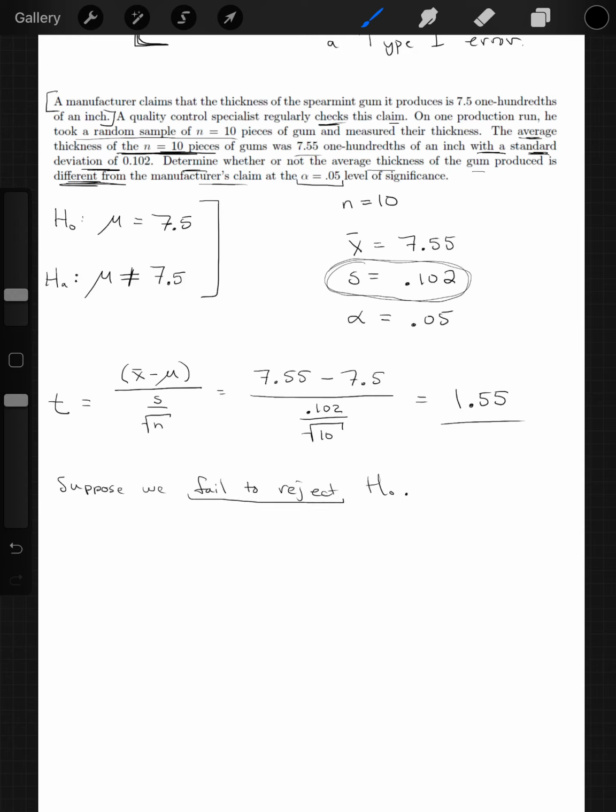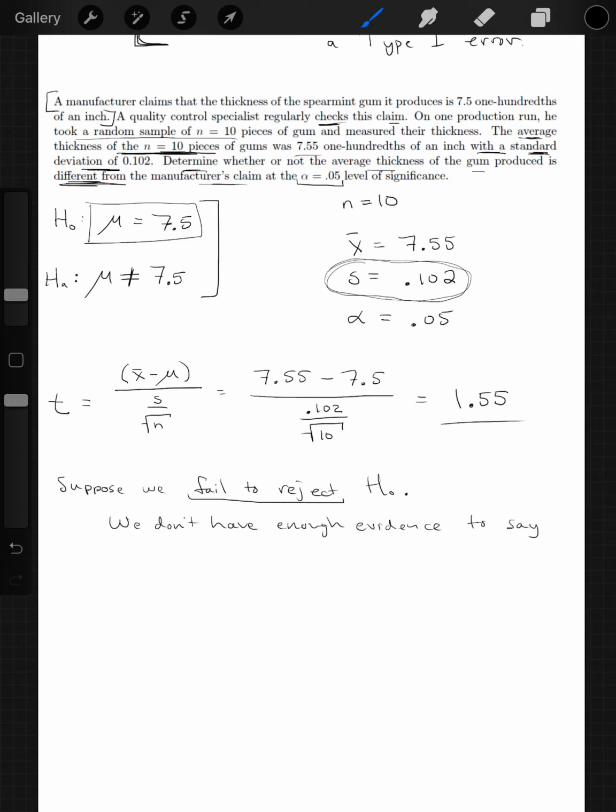Failing to reject always means that we don't have enough evidence to say that the alternative hypothesis is true, right? So in this case, or we don't have enough evidence to say that the null hypothesis, rather, is not true. So we don't have enough evidence to say that this statement is not true, right? And that statement is talking about the average thicknesses of gum.